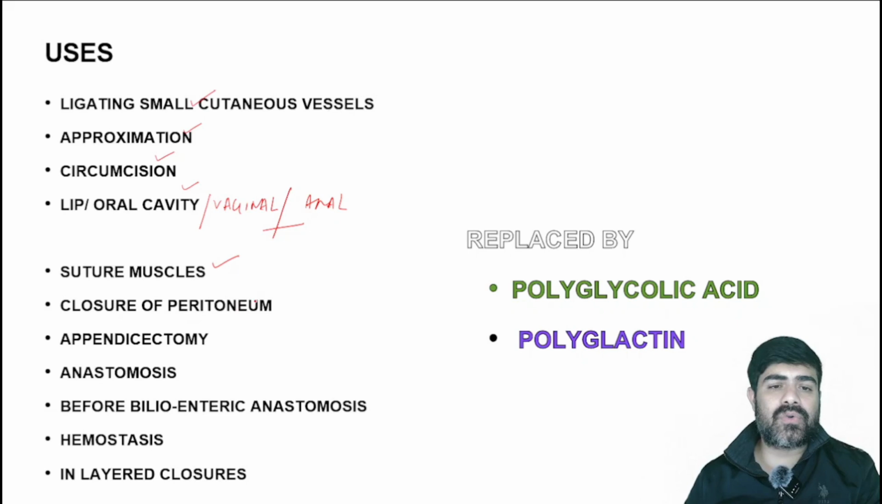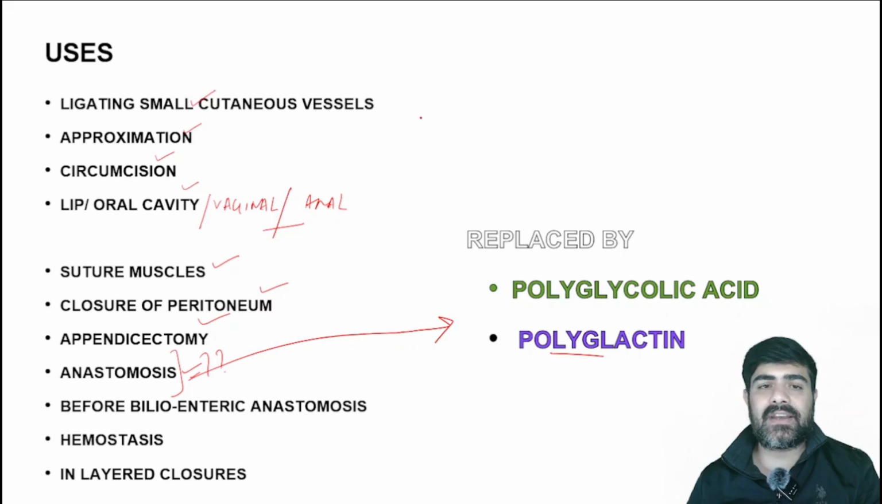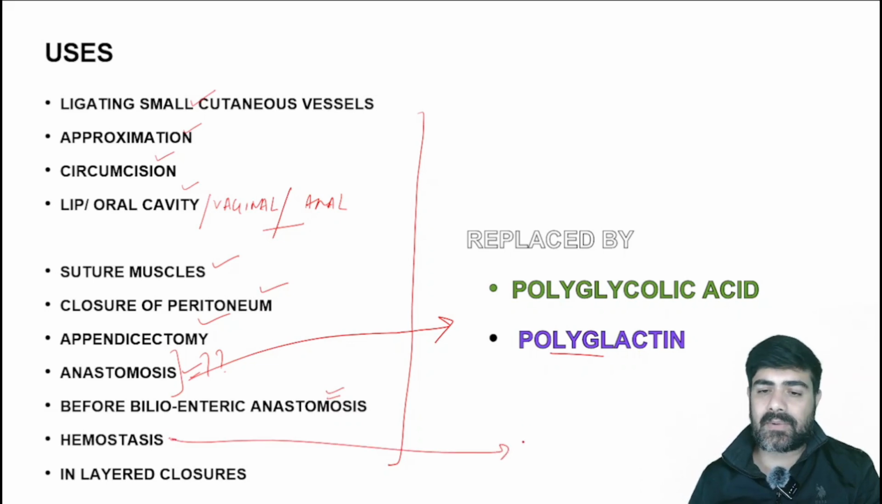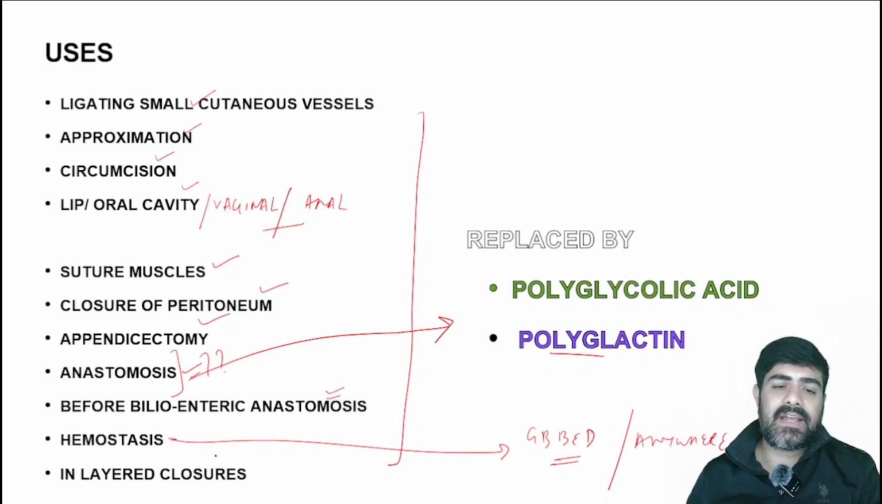It was used for closure of peritoneum, appendectomy, anastomosis. Previously, it was used for anastomosis. Nowadays, it is replaced by polyglycolic acid and polygalactin in all these uses. It was used before bilioenteric anastomosis, then for hemostasis, so hemostasis in the gallbladder bed after cholecystectomy, and hemostasis anywhere, and in layered closures.